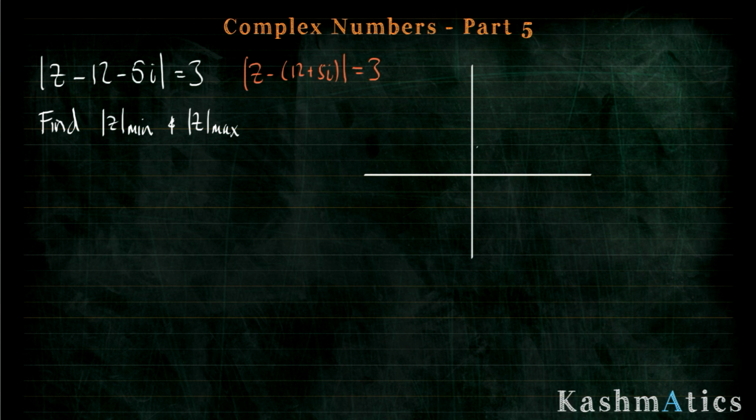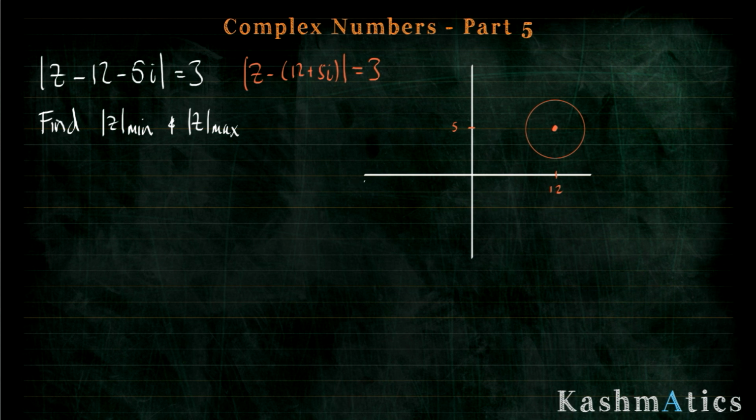Right, here's one more question. We've got the modulus of z take away 12 minus 5i equals 3, and it says find the maximum value of the modulus of z and the minimum value of the modulus of z. I've tried to save us a bit of time by just doing this bit first. I'm sure you're familiar with what I've done there. I'm just going to mark on this point, 12, 5, so 12 across and 5 up. So the centre of my circle would be there, but because my radius is only 3, the circle's not going to reach either of the axes.